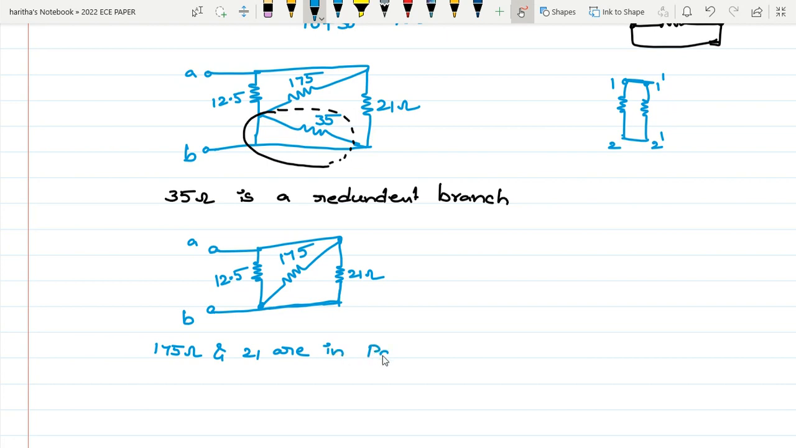So you can reduce the parallel combination, or else you can see this 12.5, 175 and 21 all together are in parallel. So not only this 175 and 21, 12.5, 175 ohm and 21 ohm, all the three are in parallel. So reduce the network by finding the parallel combination.